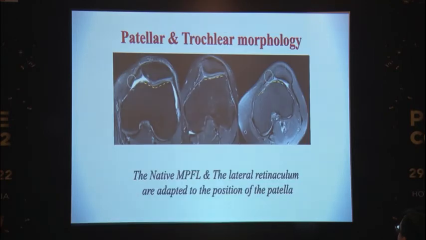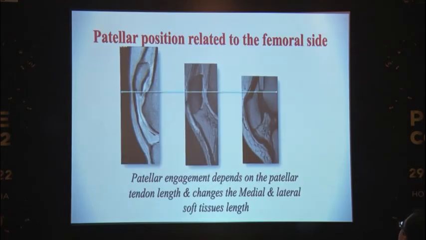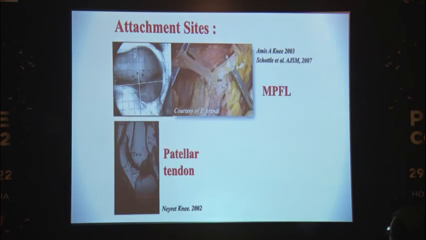So the patella and the trochlear morphology are really important compared to the MPFL, because on this patient, your MPFL would be okay. On this one, you will have an MPFL, of course, but a long MPFL. And on this one, the MPFL is even longer. So the native MPFL is definitely adapted to the position of your trochlea. The same for the patella alta, okay? And when you have such patella alta, or this one, you see the level of your patella. Your MPFL definitely will not have the same length from the beginning.